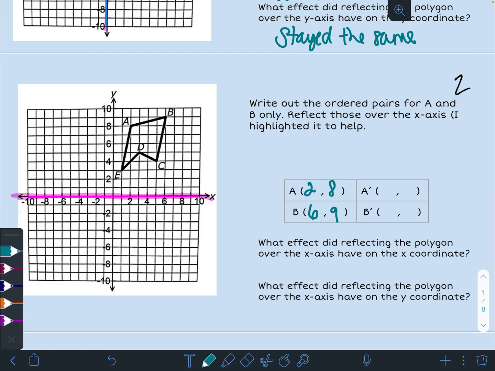So this time I am going from up here and flipping down to down here. So my shape is going from up here to down here. A is 8 away from my x-axis, so it is going to be 8 away down here. So this is where A prime is going to be. And I'm going to erase this line because I'm going to show you all of them.